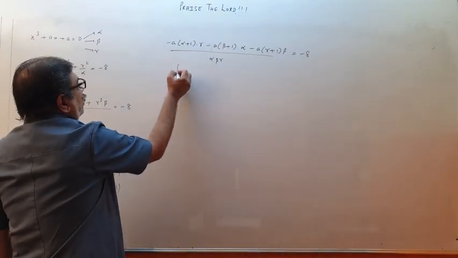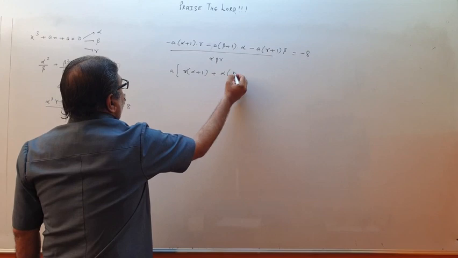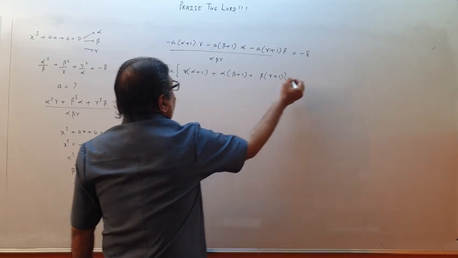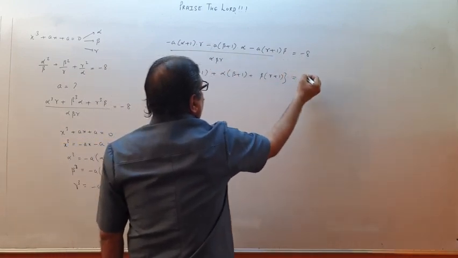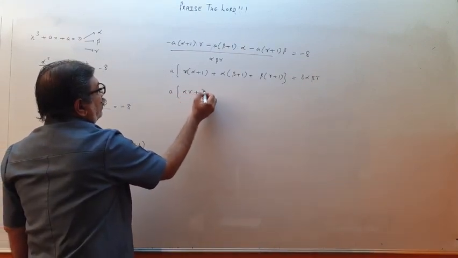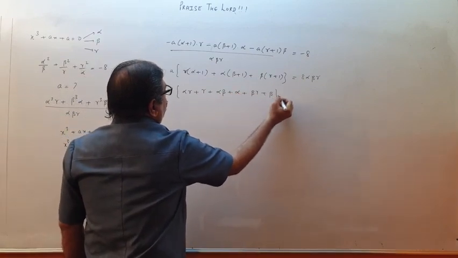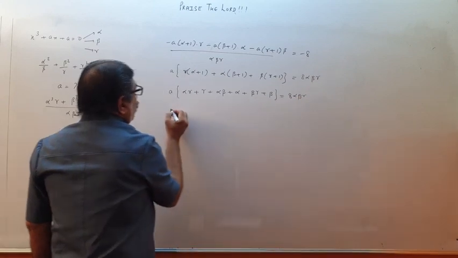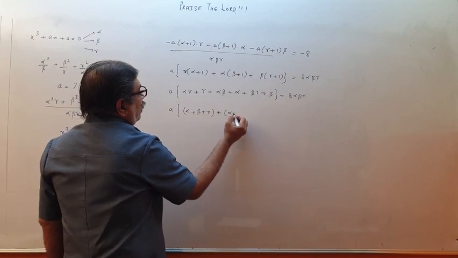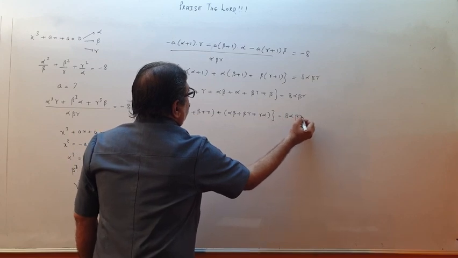If I take a common, I am getting gamma into alpha plus 1 plus alpha into beta plus 1 plus beta into gamma plus 1. Minus is gone, and alpha beta gamma here, 8 alpha beta gamma. So that will be a into alpha gamma plus gamma, alpha beta plus alpha, beta gamma plus beta is equal to 8 alpha beta gamma. So a into alpha plus beta plus gamma plus alpha beta plus beta gamma plus gamma alpha is equal to 8 alpha beta gamma.